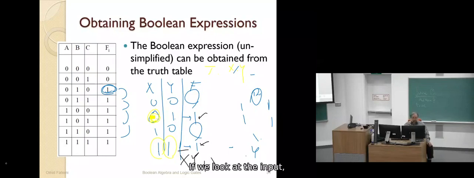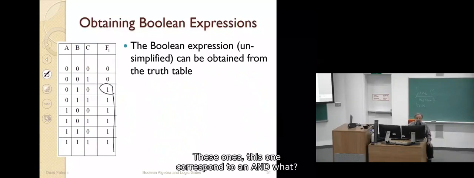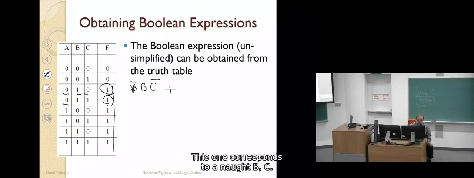If we look at the truth table here, we have these ones. This one corresponds to an AND of what? 0, 1, 0. So it is a not, b, c not, sorry, a not, b, and c not. Very good. So this is this one. And then we have this one. This one corresponds to a not, b, c.